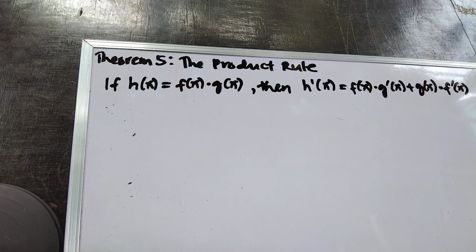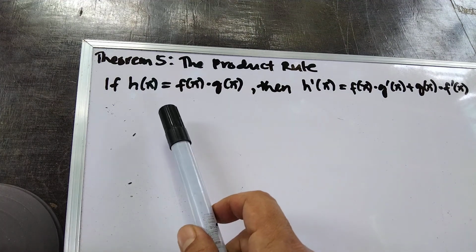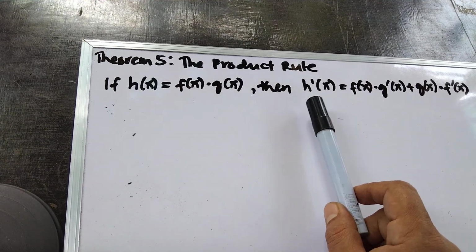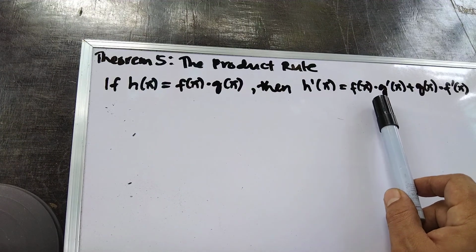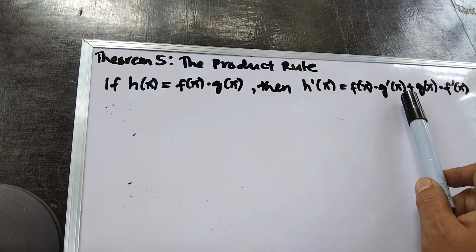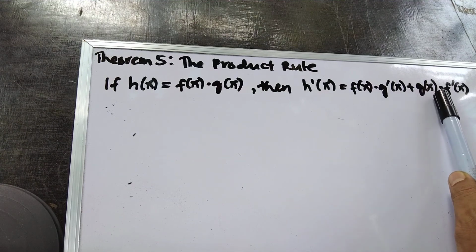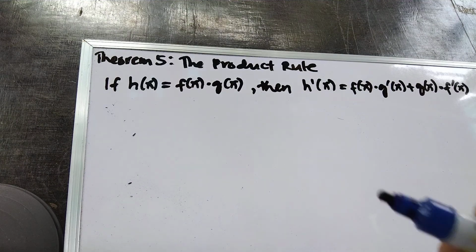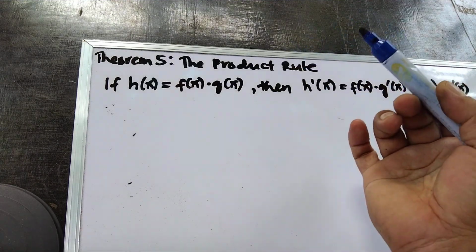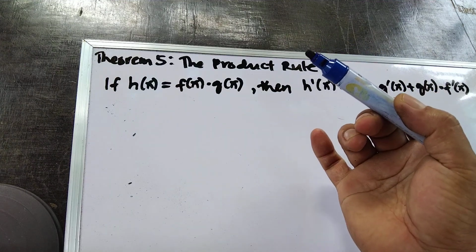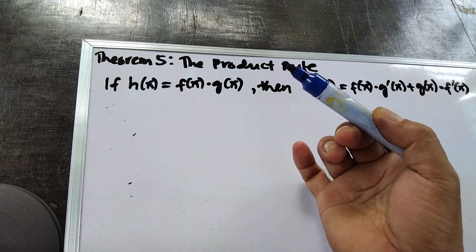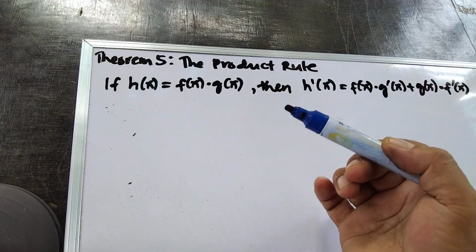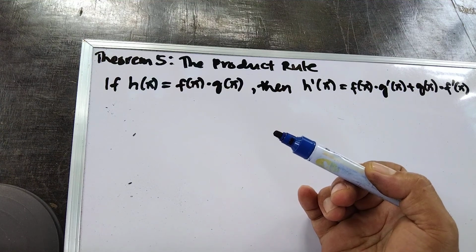We are now on Theorem 5, the product rule. Given h of x is equal to the product of f of x and g of x, its derivative is equivalent to f of x times the derivative of g of x plus g of x times the derivative of f of x. Or we can use a simpler technique so that we can still remember this, no matter what, in finding the derivative of the product.